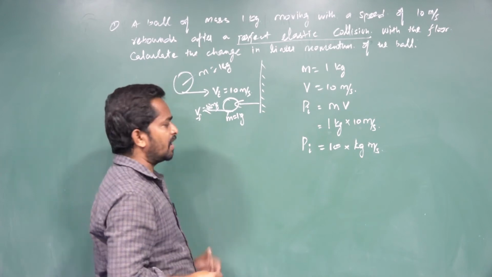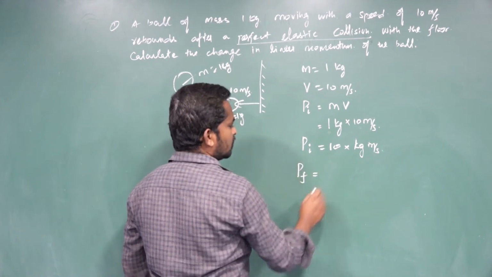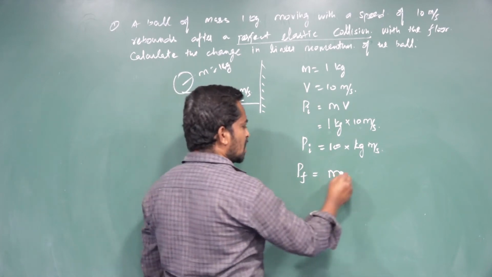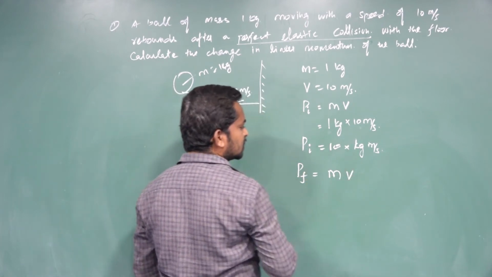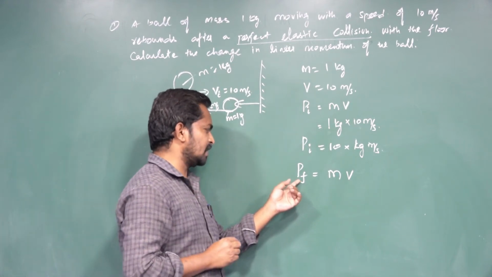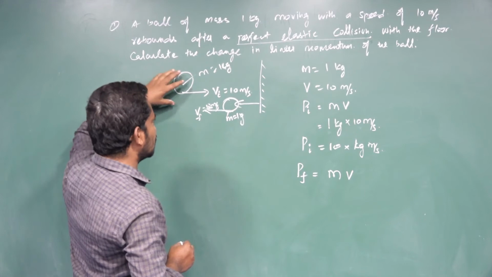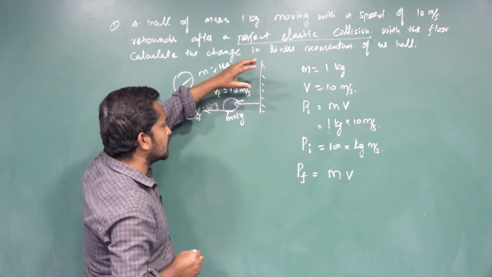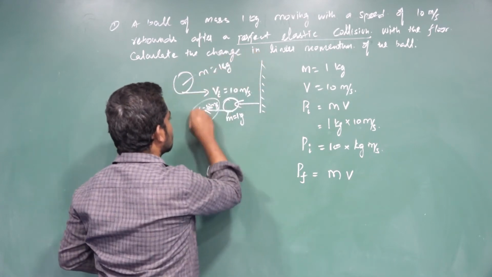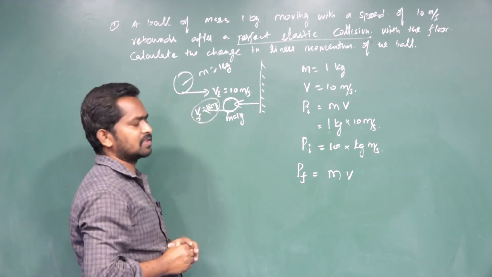Now I want to calculate the final momentum, after collision. Final momentum is equal to mass times final velocity. The mass is not changed, it remains the same. This is the final velocity. It is a very important one: the direction of momentum is along the direction of velocity. The ball moves in this direction, hits the floor and rebounds in the opposite direction. The final velocity is opposite to the direction of the initial velocity.